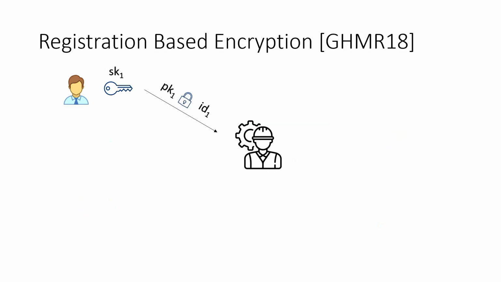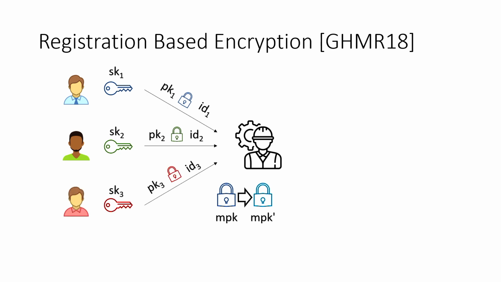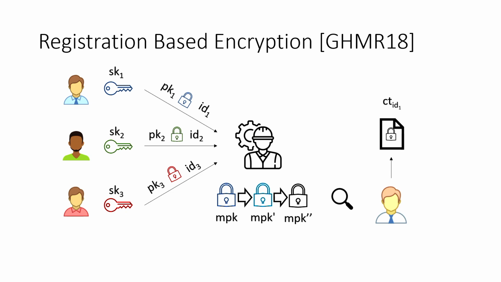A solution to this problem was this notion of registration-based encryption, where instead of having a central authority issue the key, there's a key curator, which takes in the public keys of individuals and curates them into a master public key. As more individuals join the system, they update the master public key. And if any user wants to send a message, they can simply look at the master public key and use that to send messages to the user.